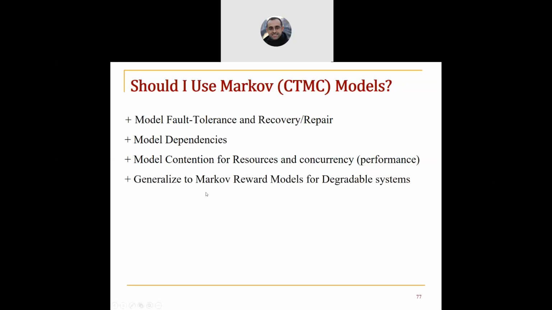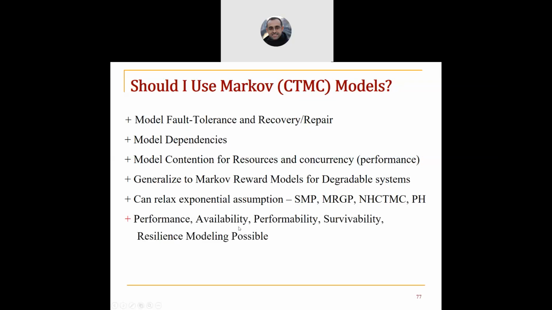And we can generalize the Markov reward models for degradable systems, and therefore do what is called performability modeling, combined performance and reliability and availability. We can relax the exponential assumption by going to SMP, MRGP, NHCTMC, or phase type expansions. We can model performance, availability, performability, survivability, resilience, and all of the above. So maybe we found a panacea in Markov and state space models.